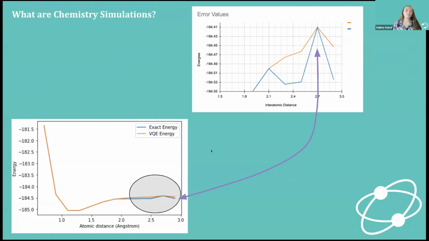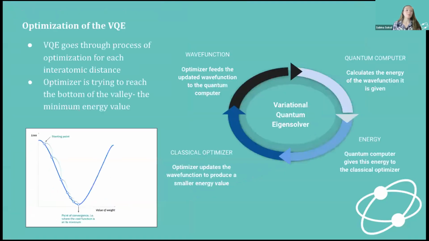That's why we're using quantum computing in chemistry, because a quantum computer can run through all of these configurations at once, compared to a classical computer that can only run through a few at a time. And as I spoke about earlier, the VQE goes through this iterative process to find the lowest energy value at each interatomic distance. The wave function representing the molecule, aka the ansatz, is fed into the quantum computer, which calculates its energy. And after the energy is calculated, it's given back to the classical optimizer, which varies the ansatz to try to reach a lower energy.